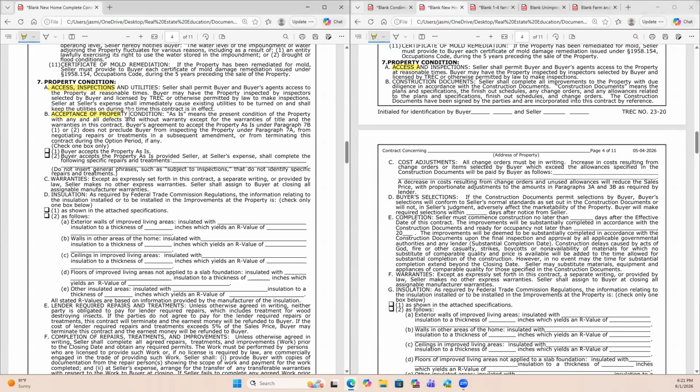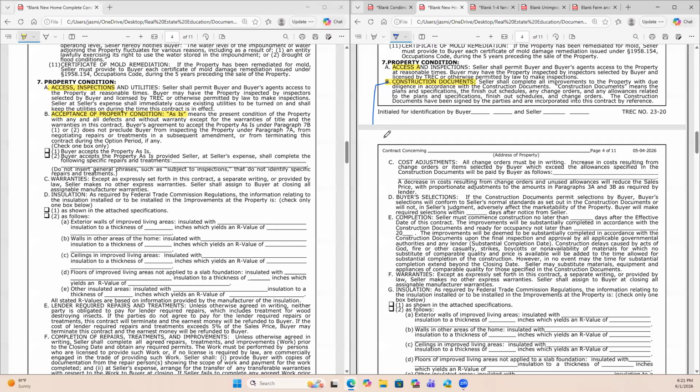And then we have the acceptance of the property as is versus over here, construction documents. I cannot accept the property as is because it's not finished on the incomplete side. So on this right side over here, this whole next section, all of this is talking about the rest of construction. When will the property be finished? Does the buyer have any rights to make any changes?